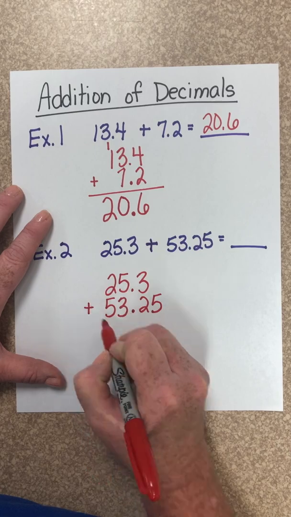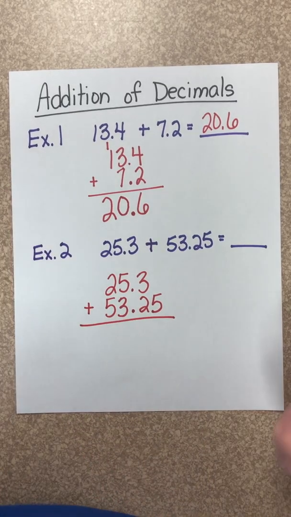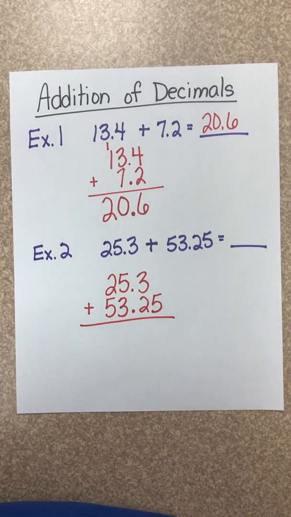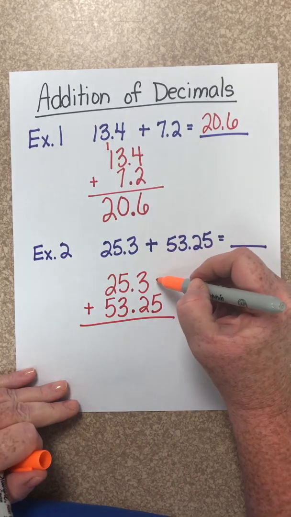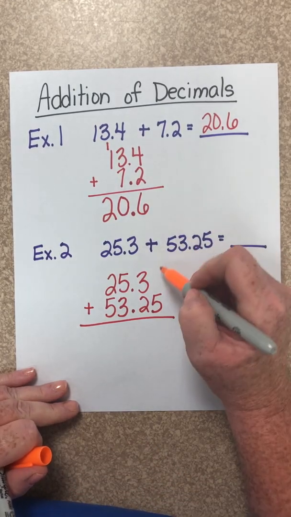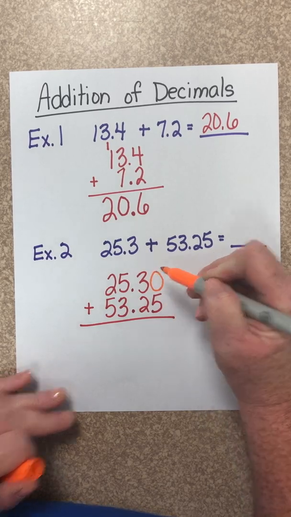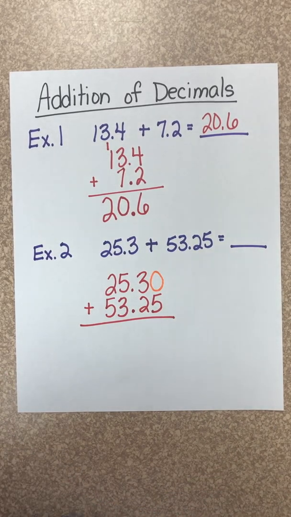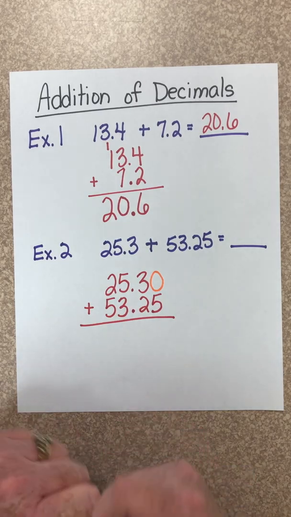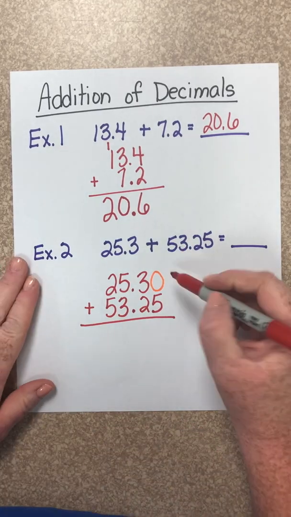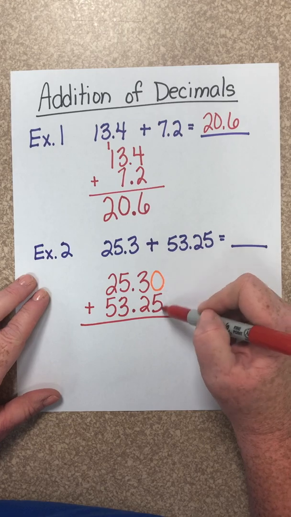And now we're going to add. When you look at this problem though, you should see that it looks like something is missing. Well, we have this space or hole, so I recommend strongly that we fill in that hole with a 0. Now let's begin. Again, we're going to start on the right side.